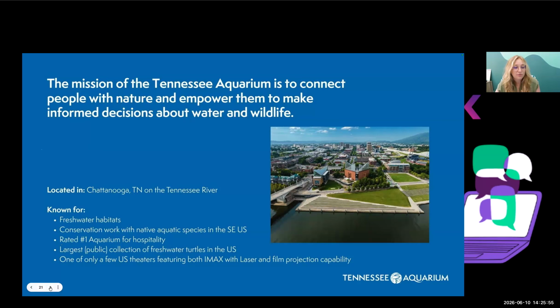So some of the things we're known for, we are really well known for talking about freshwater conservation. As you can guess by the name River Journey, our oldest building talks a lot about freshwater, particularly in the southeast and animals we can see in the Tennessee River, but also habitats all around the world. We do a lot of conservation work with native aquatic species in the Southeast.